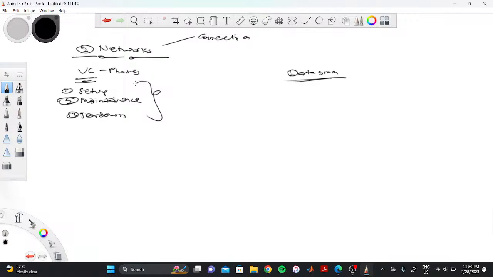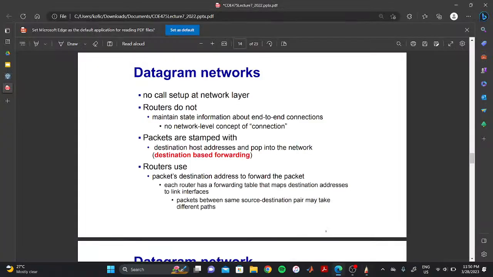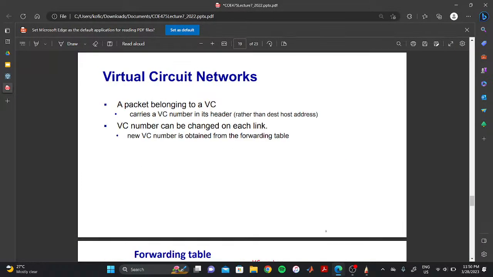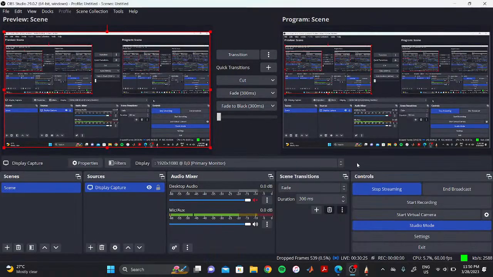I saw a question like this, asking which of the following are not phases of virtual circuits. These are the three phases involved. I don't think there's anything inside that you really need to know.